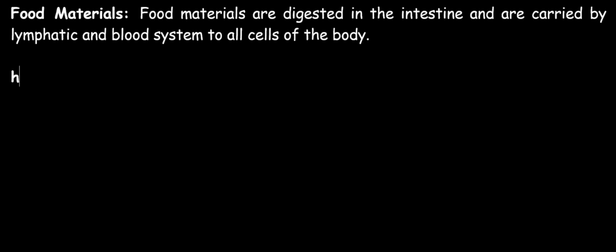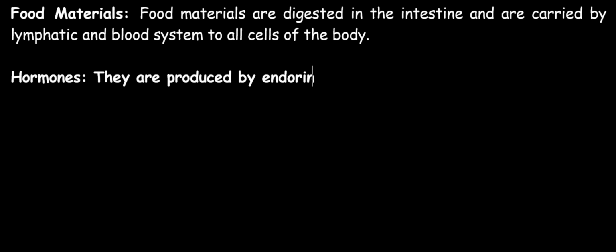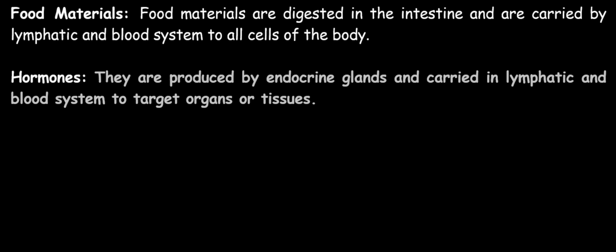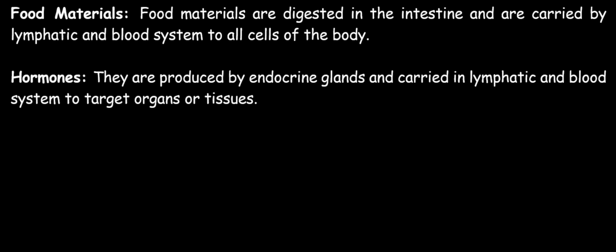Other materials that are transported include hormones. Hormones are chemical messengers produced by glands in the endocrine system. These hormones are transported to their target organs and tissues, and what helps them is the lymphatic and blood system. They are carried by the lymphatic and blood system to target organs where they are needed. These hormones regulate different bodily functions, including growth, development, metabolism, and reproduction, and other functions.